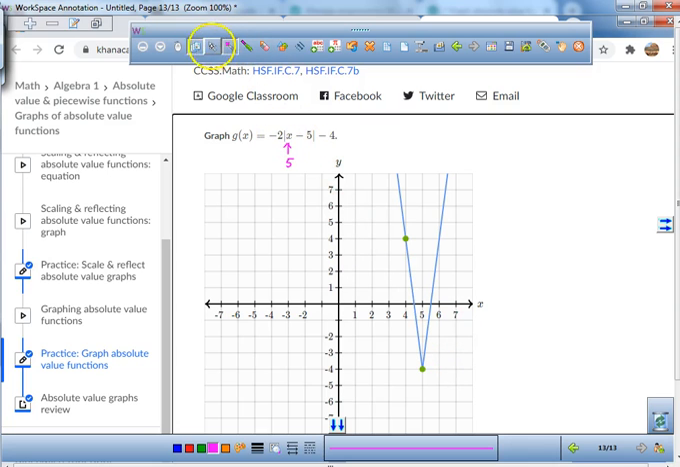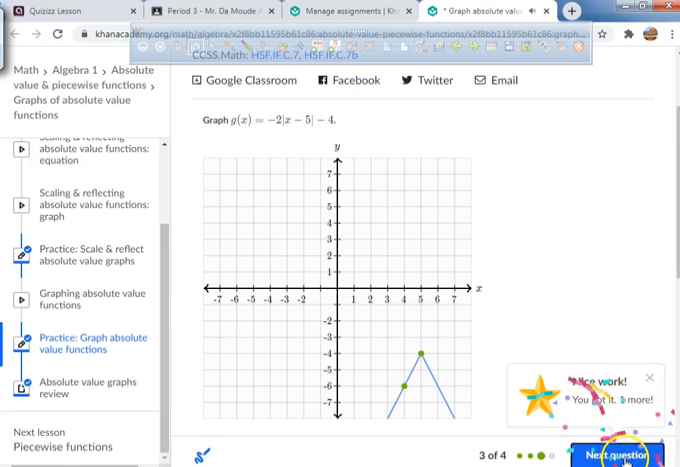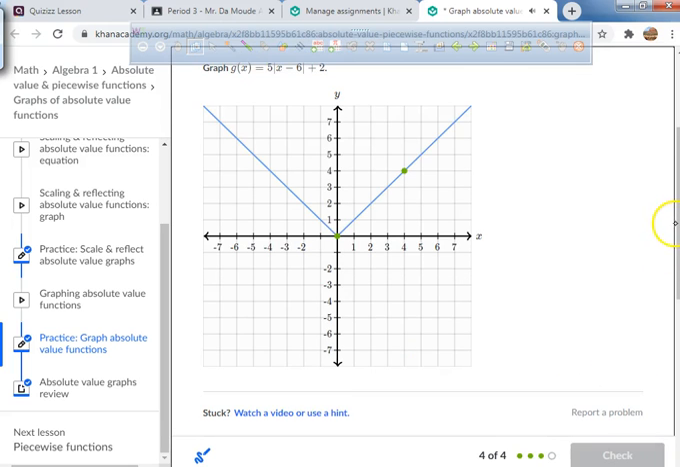Now I'm going to be worried about this negative 2. It's negative 2. So I got to go down 2 over 1. Down 2 over 1. That's what I'm going to be doing. Okay, so I'm going to go down 2 over 1. All right, so here we go. That negative 2 means I go down 2 over 1. And there we go.